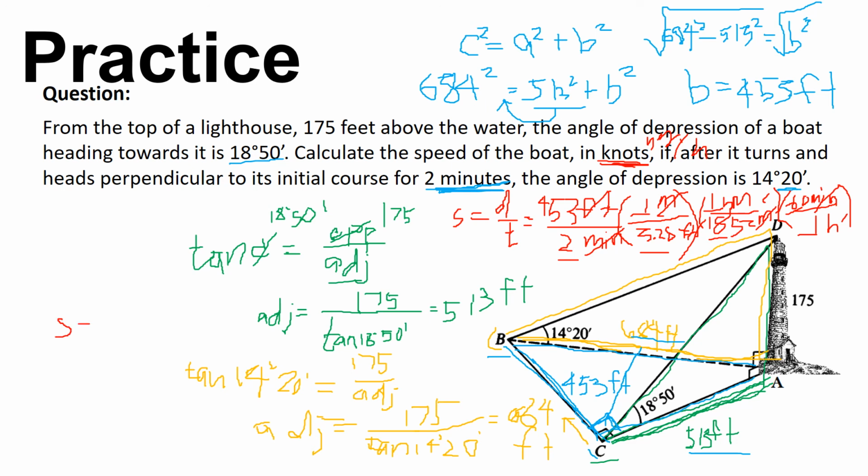The speed of the boat is approximately equal to 2.24 knots, or approximately equal to 2 knots. That's the speed of the boat, and that's our final answer. The speed of the boat from point B to point C is approximately 2 knots.